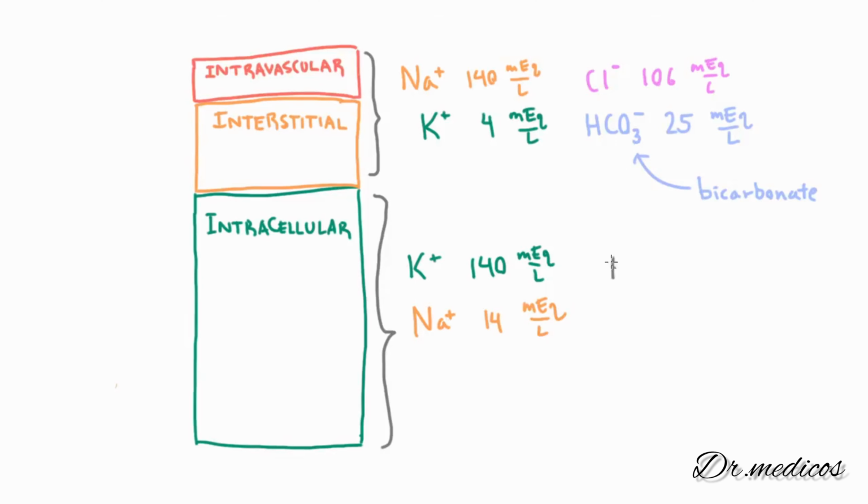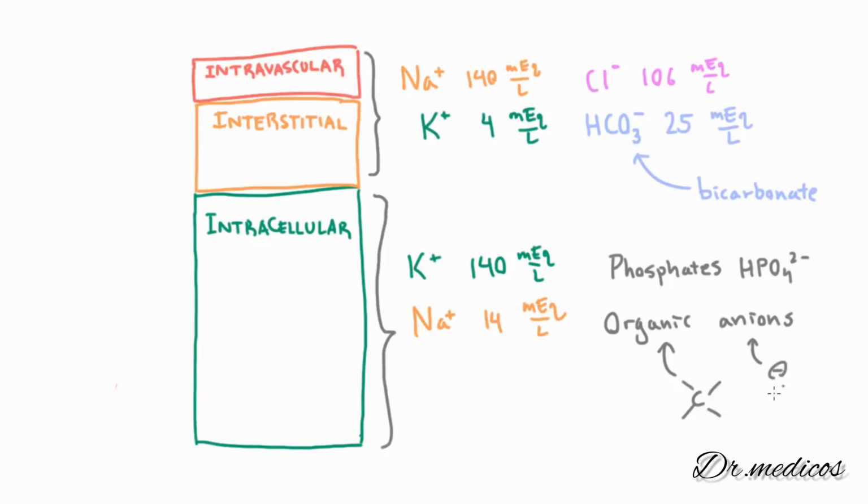Instead of those, for negative charges, you have some phosphates, which are things like HPO4 2-. You also have organic anions. So what exactly is an organic anion? Well, the fact that it's organic means that it has carbon atoms in it, and the fact that it's an anion means that there are negative charges. But let's not worry too much about the exact amounts of these things.